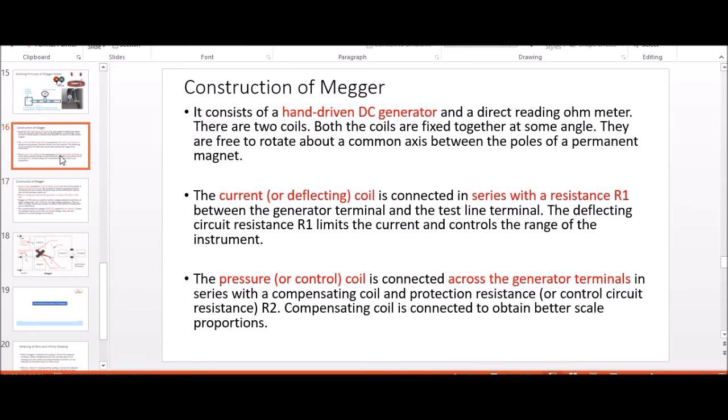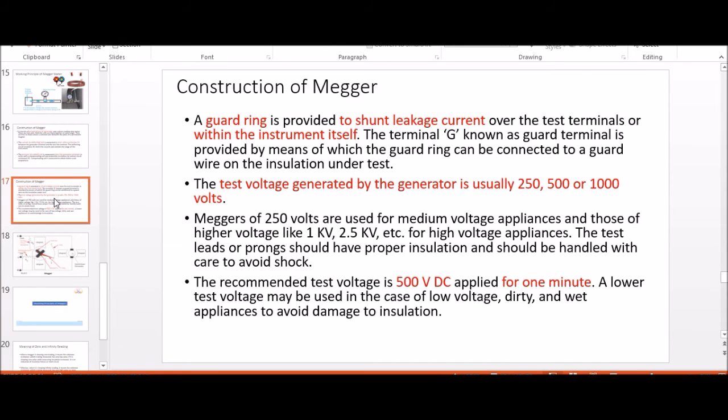Okay, so as I said to you, there are two sets of coils. One is the current coil which is connected in series with resistance R1, and the other is the pressure coil which actually produces the effect of the voltage, right? And it is connected across the generator terminal, which is in series with R2, but in parallel to your insulation which you are connecting. Plus there is a guard ring which is provided to shunt the leakage current, which can be within the instrument itself, right?